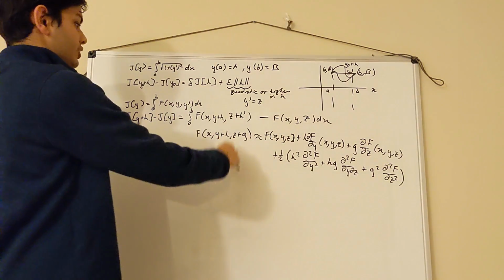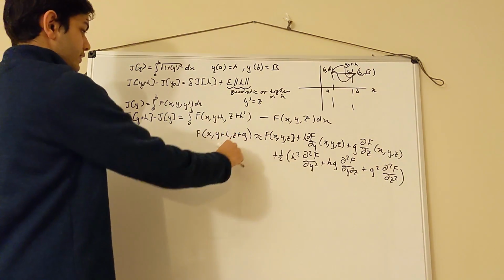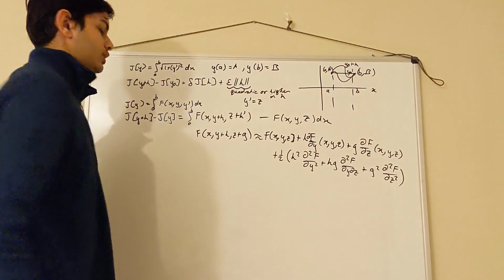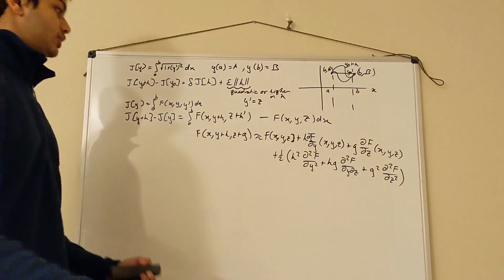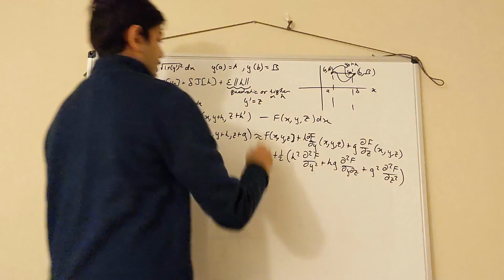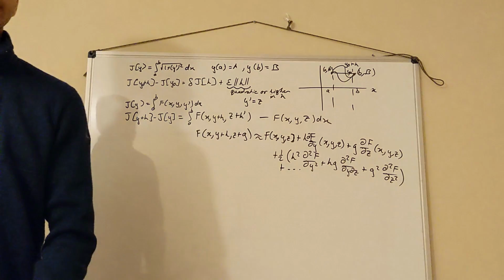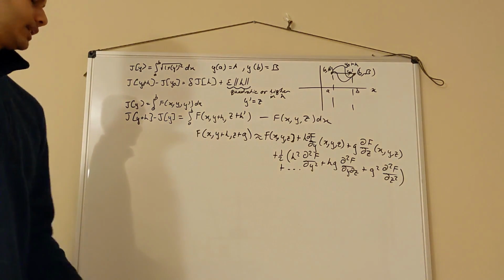Like I'm not considering y to be a function or z to be a function. I'm just considering each of these to be points in three-dimensional space. And I'm considering h and g to just be real numbers. So they're not functions, they're just numbers. And this is actually the extension of a Taylor series, right?